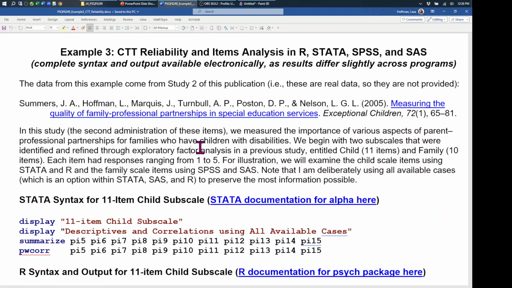Family professional partnerships, something like that. And the other one that I did was family quality of life. So this is the family and child partnerships one. We had started with a whole bunch of items, refined through exploratory factor analysis into a solution where we have 11 items that we thought would go in the child subscale and 10 items that would go into the family subscale. And this is an ordinal response format where the items range from 1 to 5.